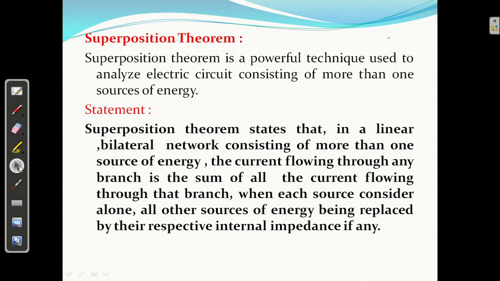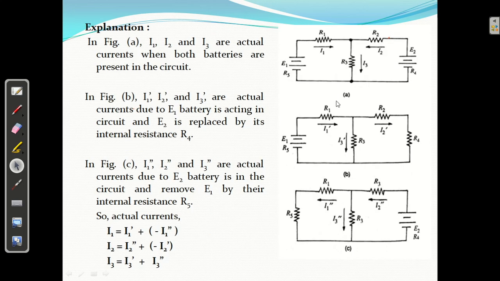Okay, now the explanation. This is the actual circuit I have given, a two-loop network. The source E1 is there with internal resistance R5, the source E2 is there with internal resistance R4, and R1, R2, R3 are given. Mark the currents I1, I2, I3. These are the actual currents when both sources of energy are present.